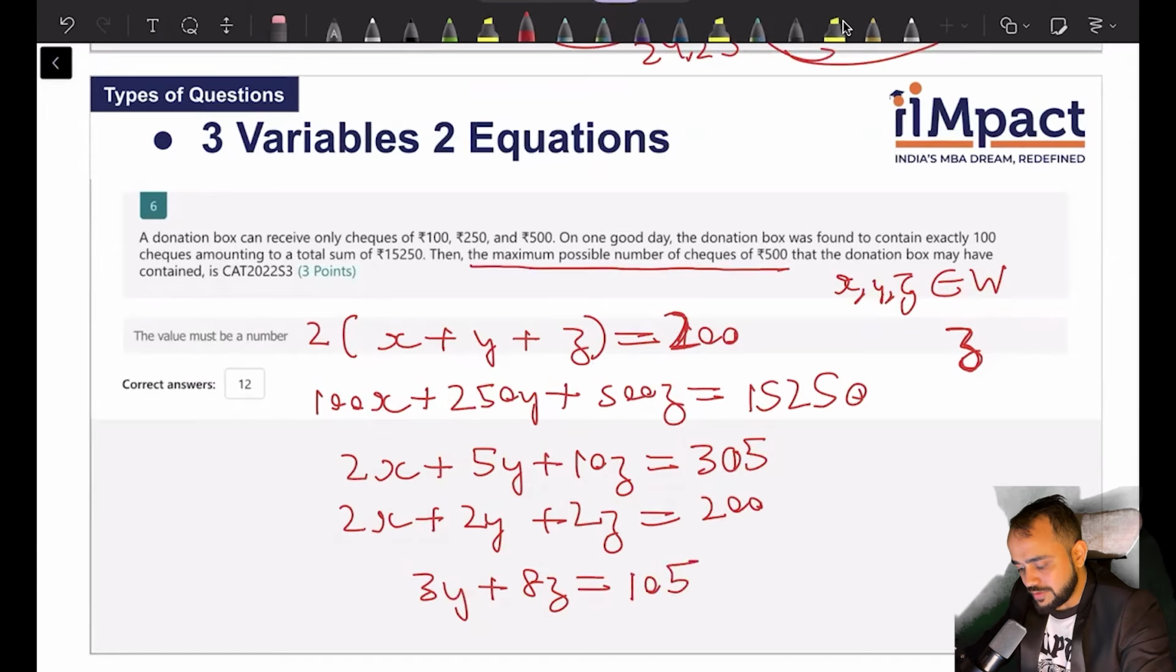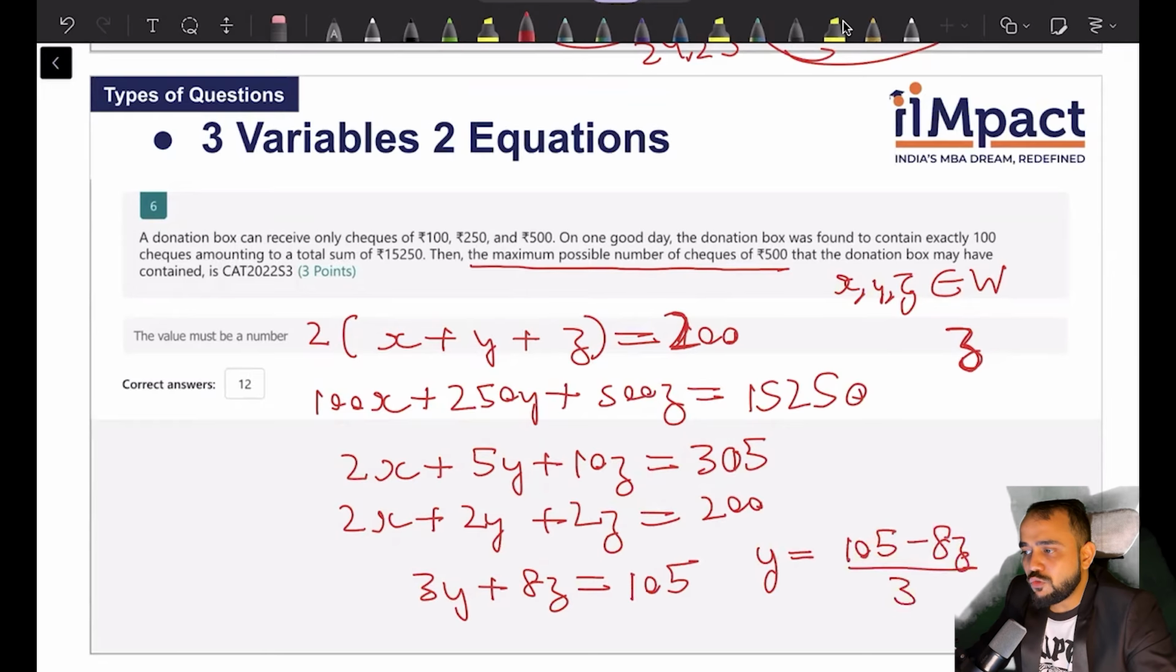What does that give me as the value of y? Y is equal to (105 minus 8z) divided by 3. Now y has to be an integer which is greater than or equal to 0. Correct? Y has to be an integer which is greater than or equal to 0. So is 105 divisible by 3?